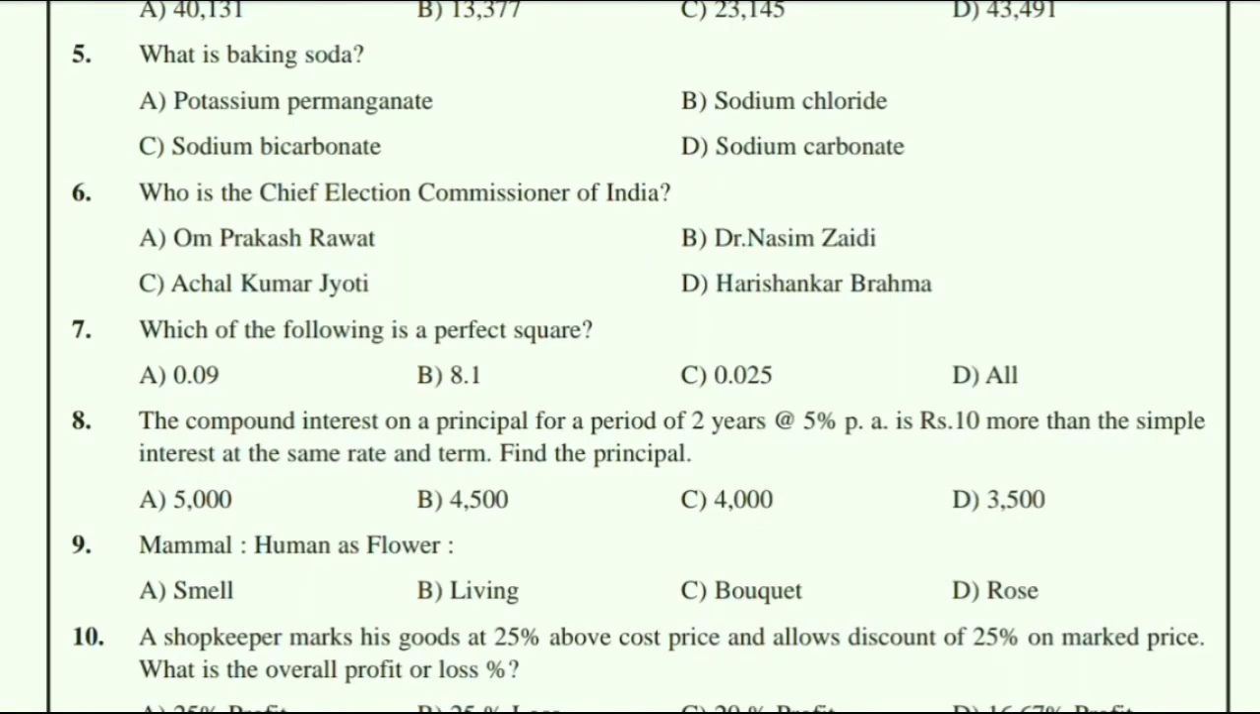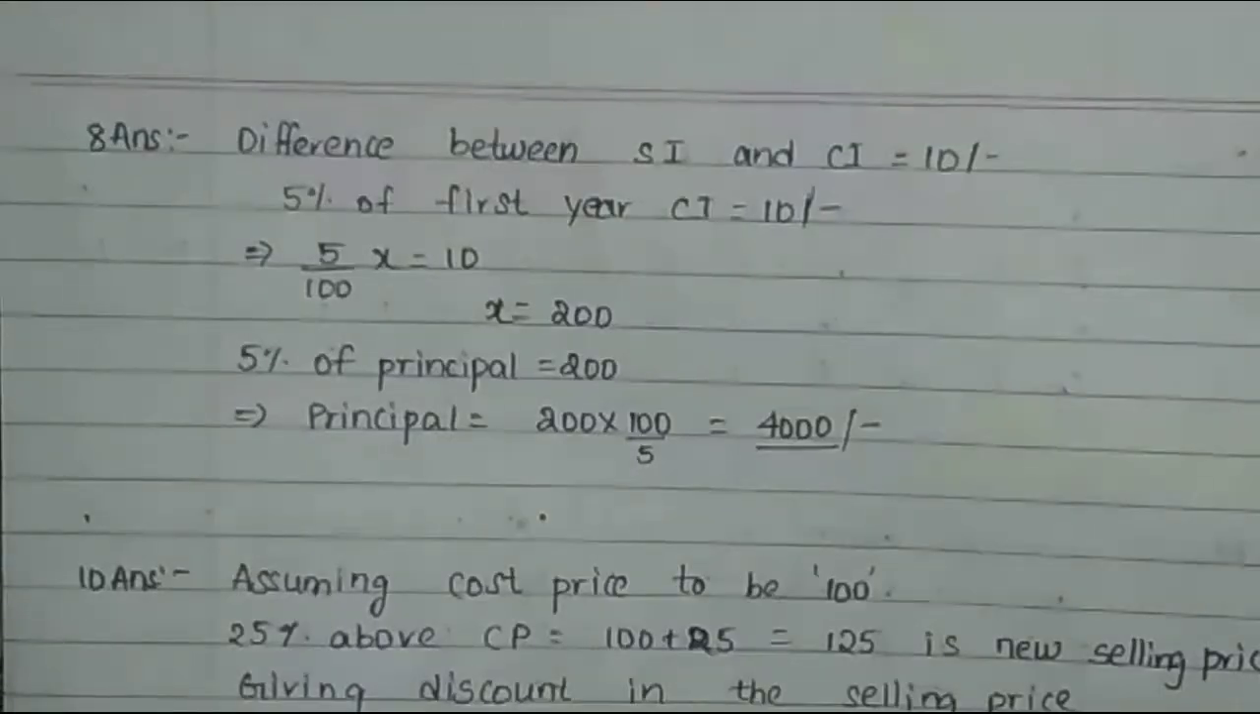The compound interest on a principal for a period of 2 years at the rate of 5% per annum is rupees 10 more than the simple interest at the same rate and term. Find the principal. Here, the difference between simple interest and compound interest is rupees 10. And the interest for the first year at the rate of 5% per annum is the amount on which this difference arises, which implies 5 by 100 of x is equal to 10. Therefore, x equal to 200. 5% of principal is equal to 200. Therefore, total principal amount is equal to 200 into 100 by 5, that equals 4000 rupees.